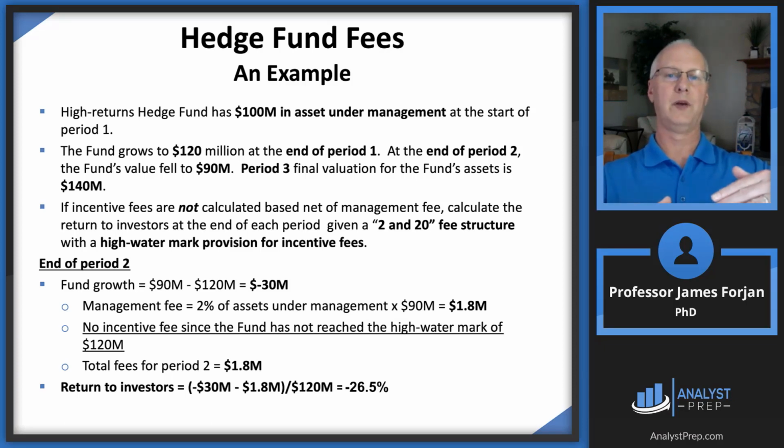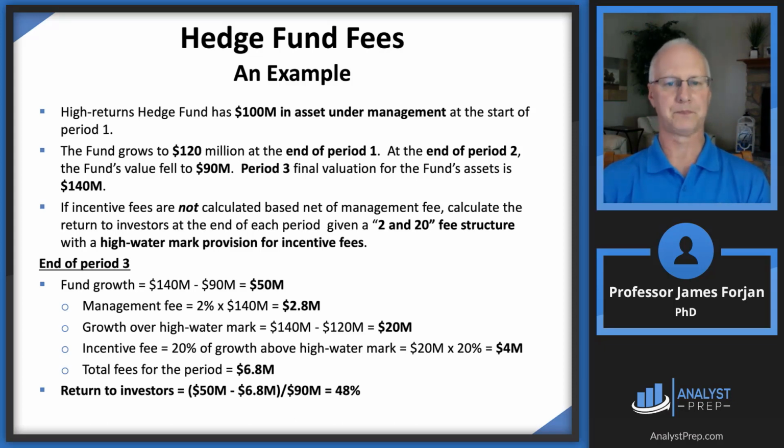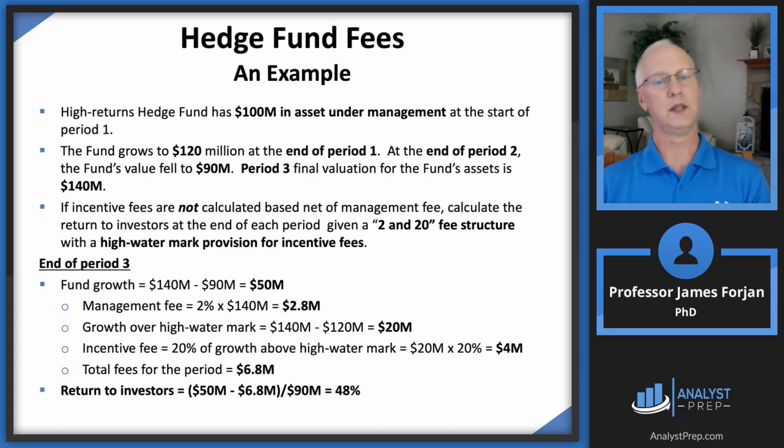During that third period, we go from 90 all the way back up to 140, which is above the 120. So of course that return at the bottom here at the next slide has to be positive, right? All right, so what do we do? We go from 90 to 140. So there's a $50 million capital gain. We take the management fee, 2% of the 140, the ending balance again, so that's 2.8 million.